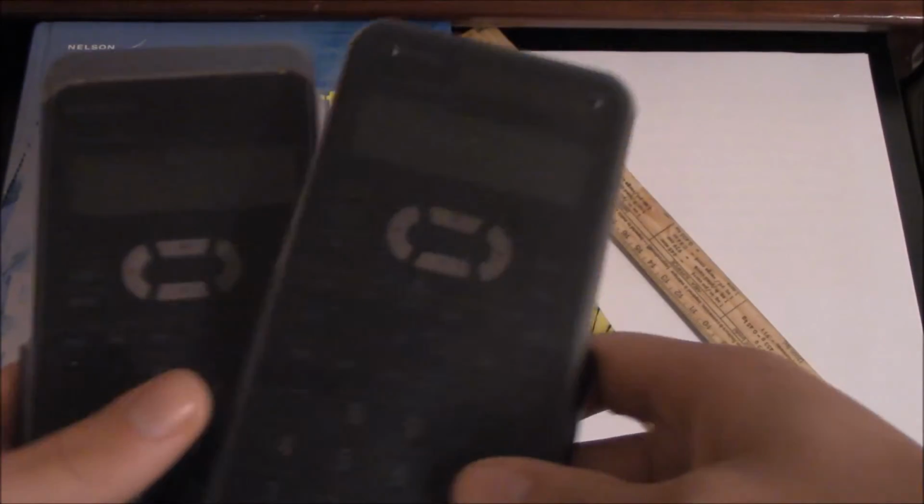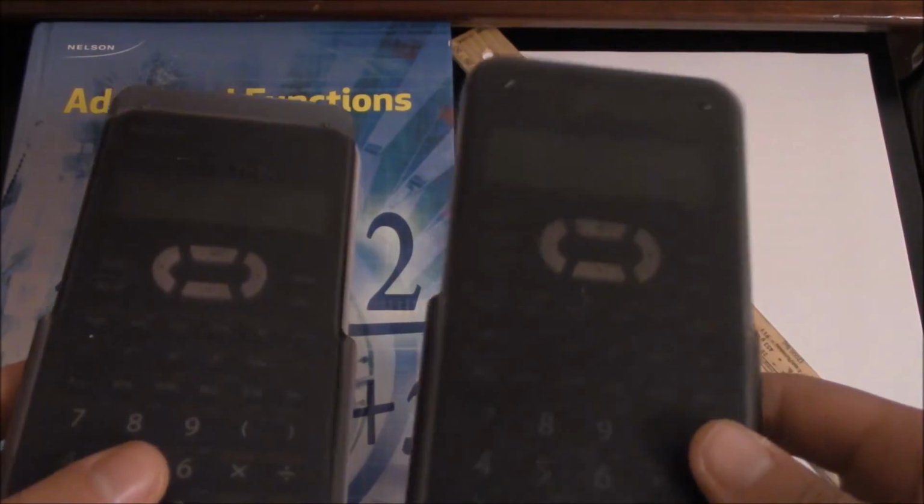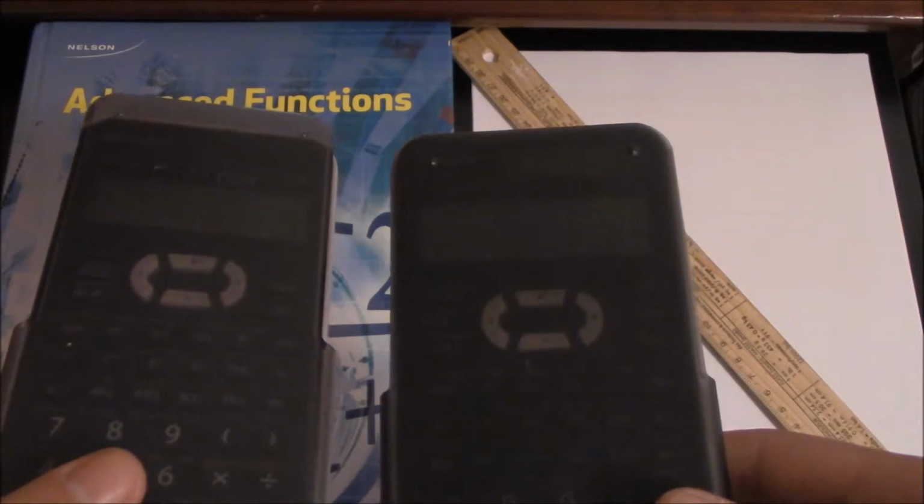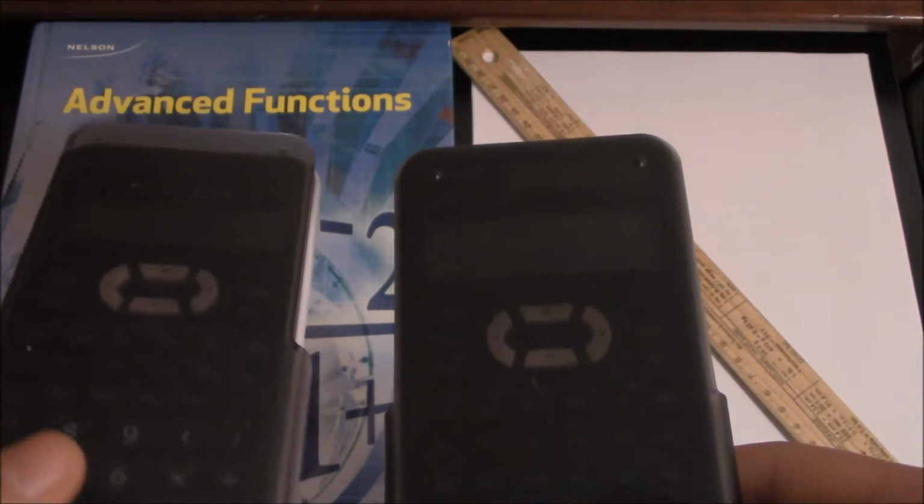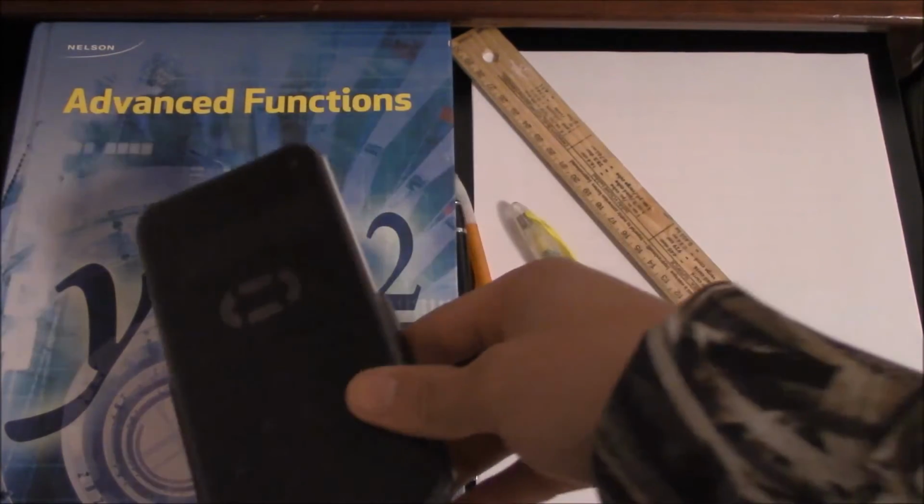I have two calculators here, because I don't like to switch between radians and degrees. In this question we're going to be working in radians, so we won't need the degree calculator, just the radians one.